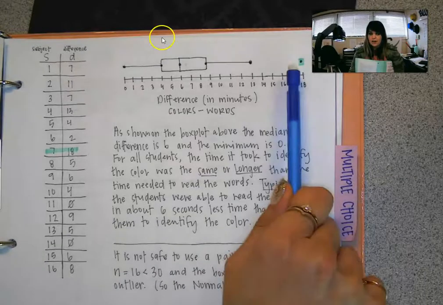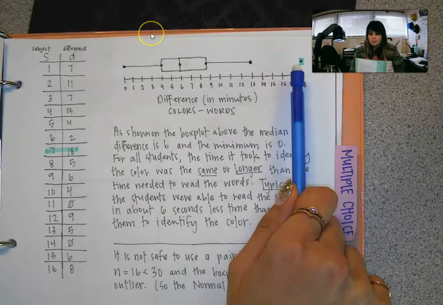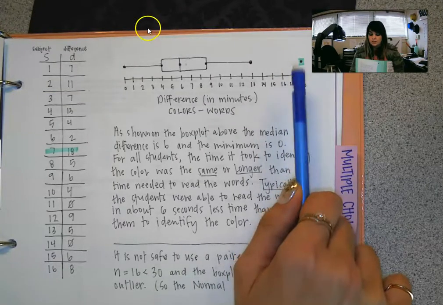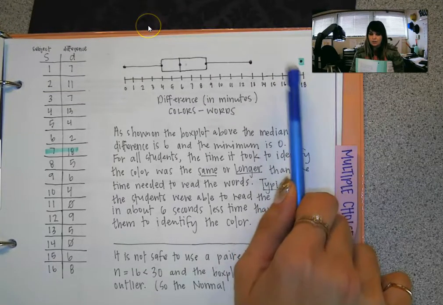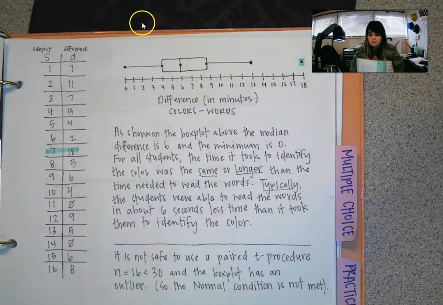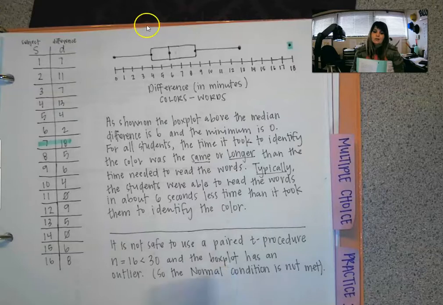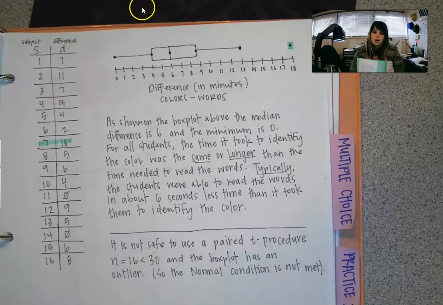Make sure that you have this outlier if you did a box plot. Make sure that you have that outlier because that would cost you points. Then the next part, it is not safe to use a paired t procedure because n is equal to 16, which is less than 30, and the box plot has an outlier. So the normal condition is not met.